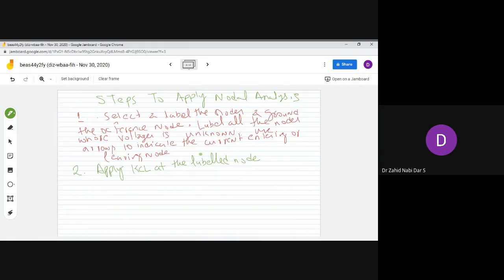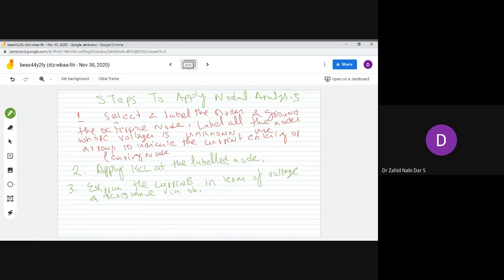Then once you have applied the KCL, the third step would be to express the currents in terms of voltage and resistance, via Ohm's law.